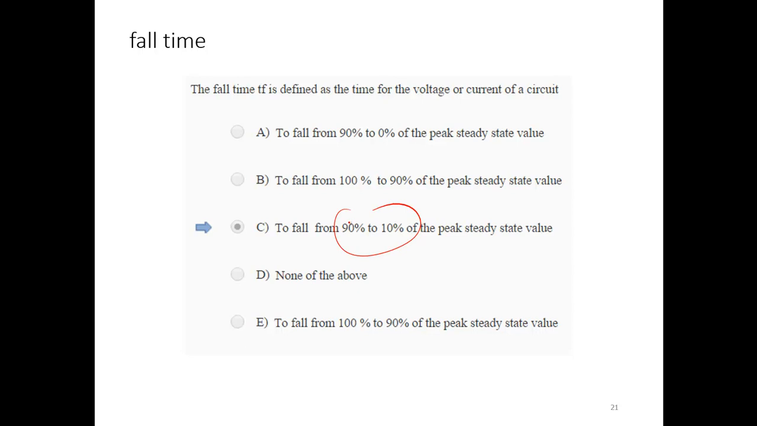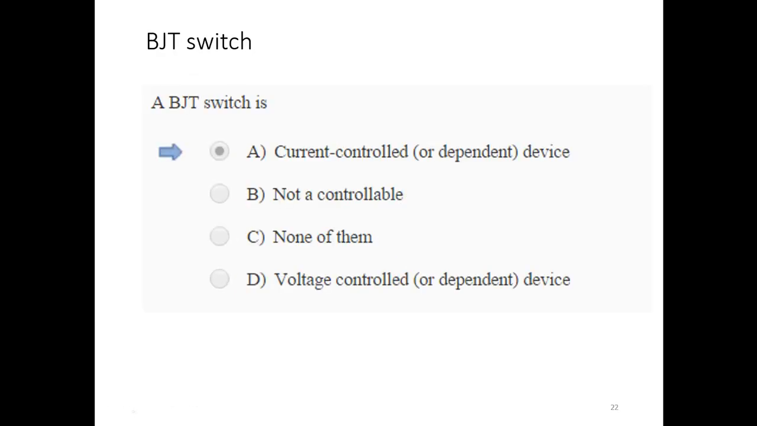Please remember those values. They are the standard definitions for rise time, fall time, and delay time of an electronic or digital circuit. These are inherent within any of these electronic or electrical devices.